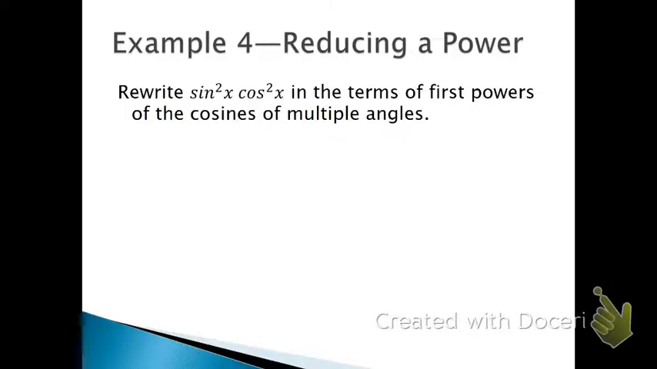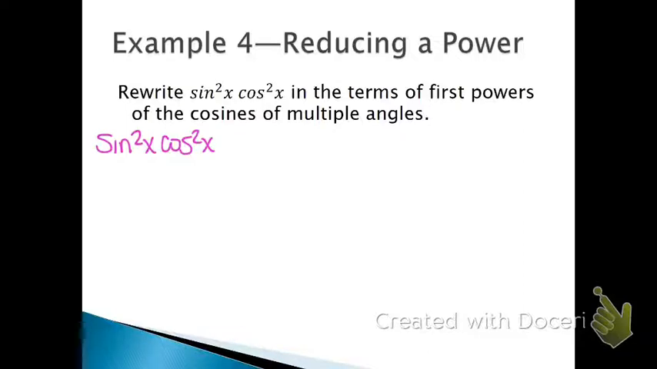Let's rewrite sine squared, cosine squared in terms of the first powers of cosines of multiple angles. Alright, so we're looking at sine squared, cosine squared, and we want to write them in terms of first powers. So I need to reduce the power. They're squared right now, and I need to make it where it's not squared.